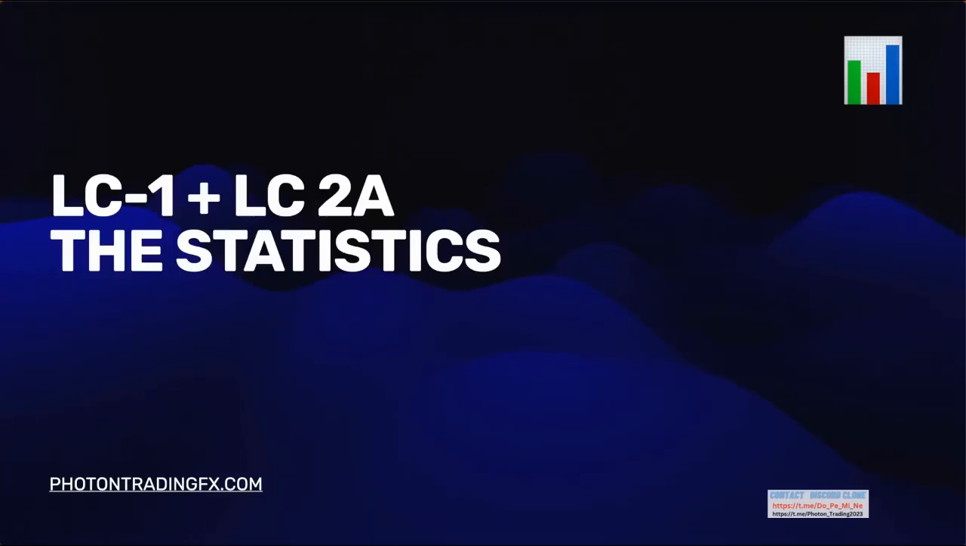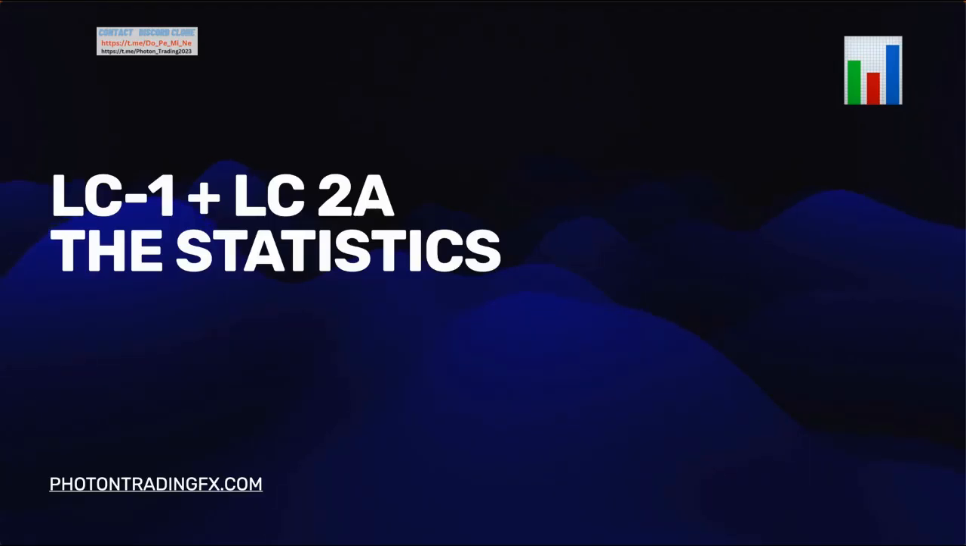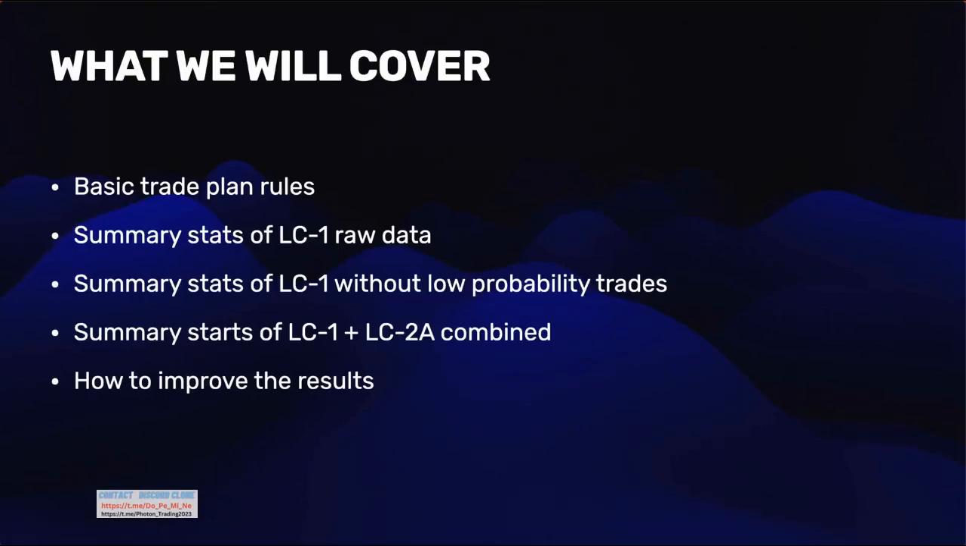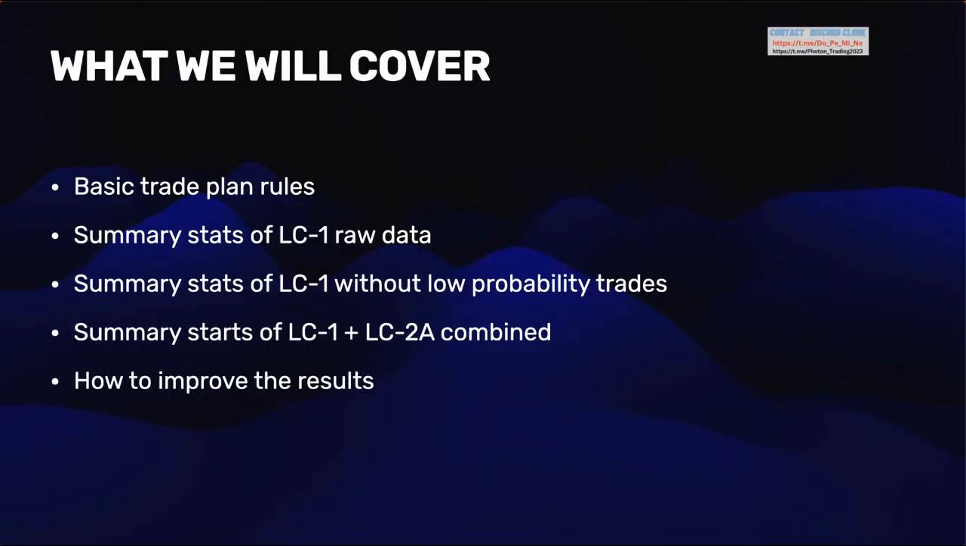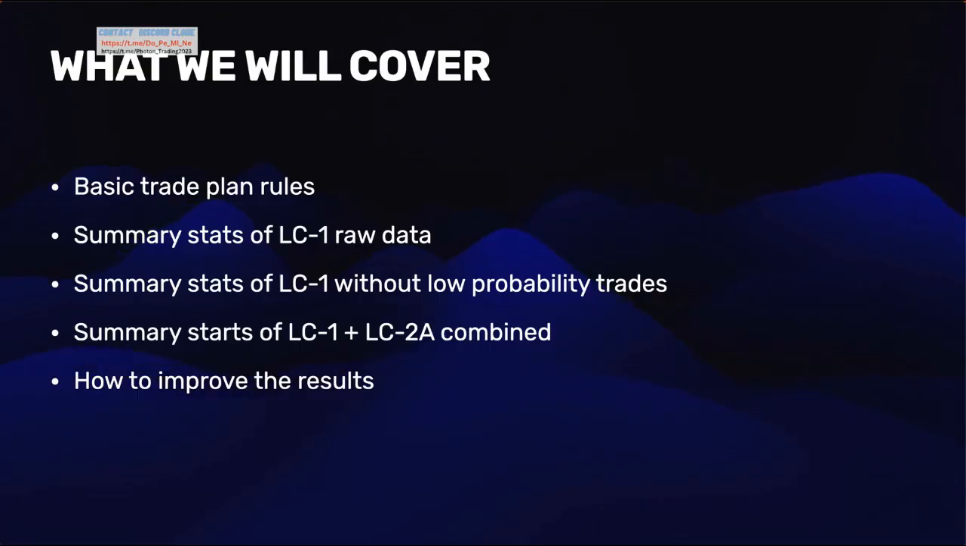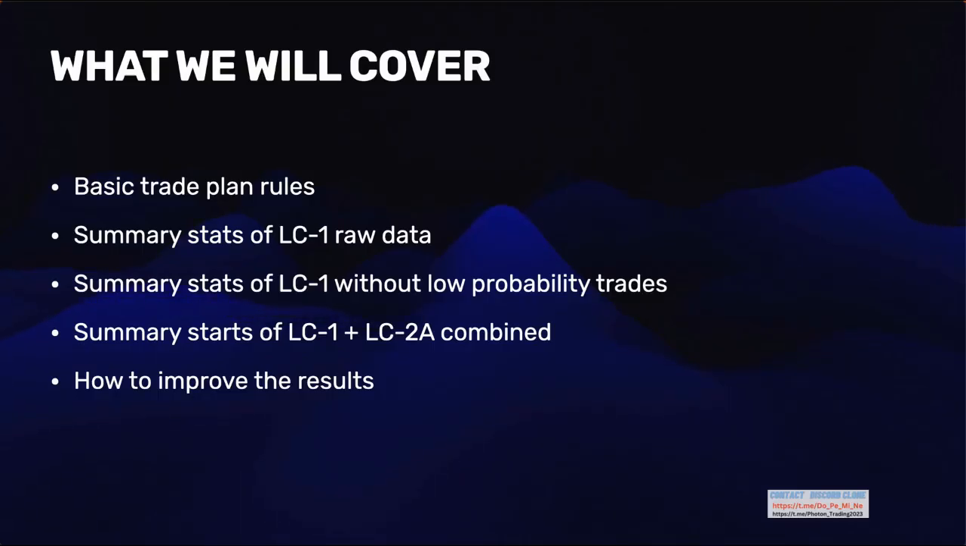So let's take a look at the statistics for the LC1 entry model, and we'll also go through the statistics for LC2A with those two combined, right? So as if you were trading them both within your trade plan. How we're going to go through the data is we'll quickly recap the basic, high level trade plan rules that I used. We'll then look at just the stats for LC1 on its own, by raw data, including those low probable trades as well. Then we're going to look at the LC1 data by removing those low probability trades to show that great potential if you can reduce as many low probability trades as possible.